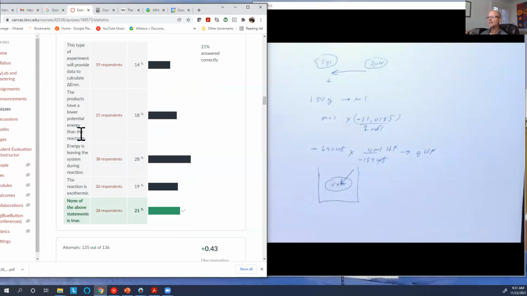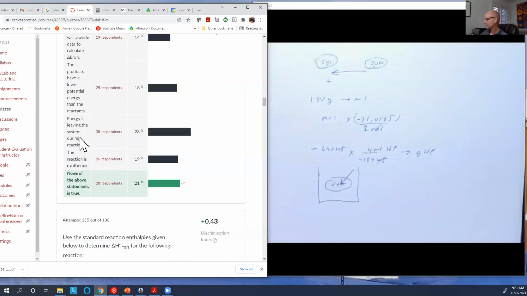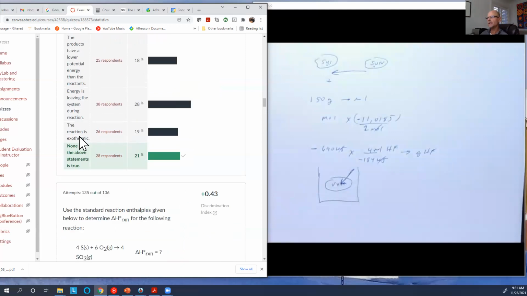So the products actually have a higher potential energy. Energy is leaving the system during the reaction. No, energy is coming into the system, right? Because it's an endothermic reaction. The reaction is endothermic. Again, that's incorrect. So the correct answer was none of the above.